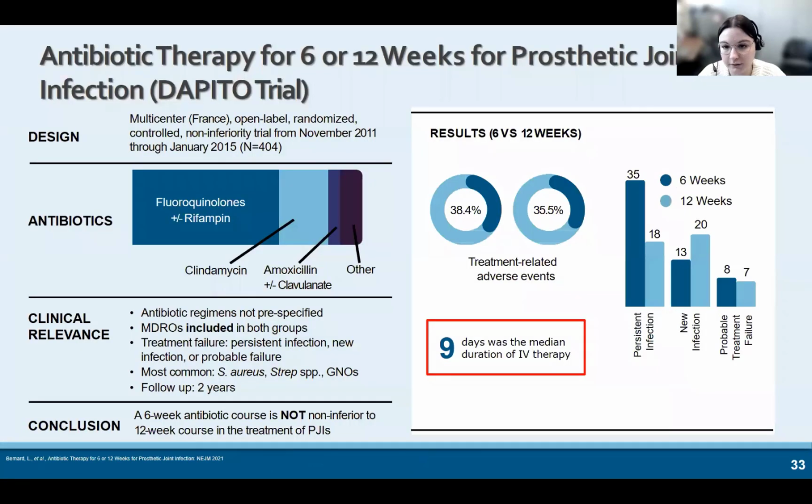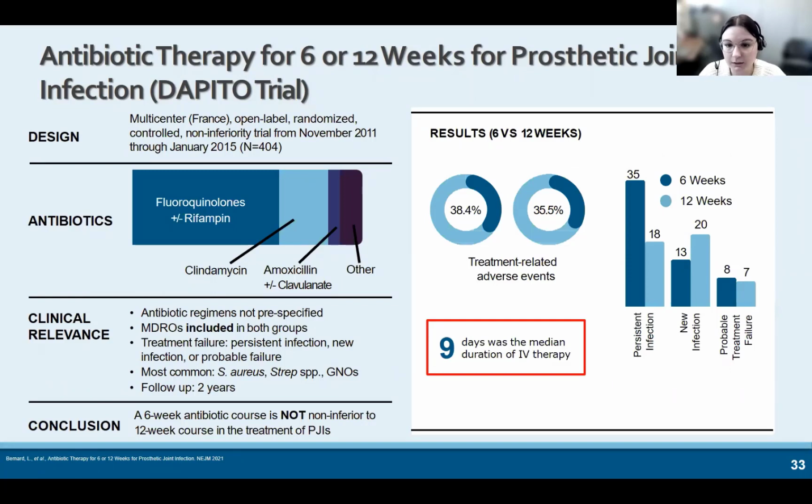So the first trial on this topic was the DePito trial. The goal of this trial was to determine whether a shorter, 6-week treatment duration, compared to a longer 12-week duration, was non-inferior for clinical remission and adverse events. It was an open-label, randomized, controlled, non-inferiority trial that included 404 participants with a prosthetic joint infection of the hip or the knee, managed with appropriate surgical intervention.